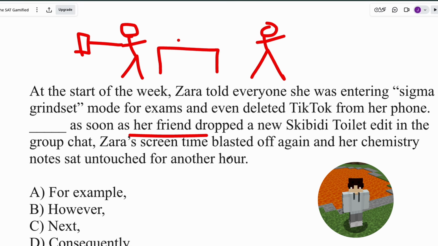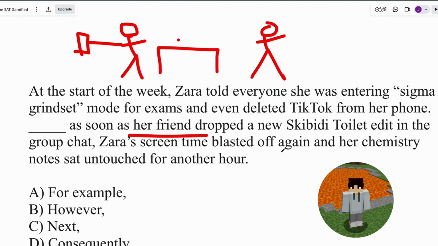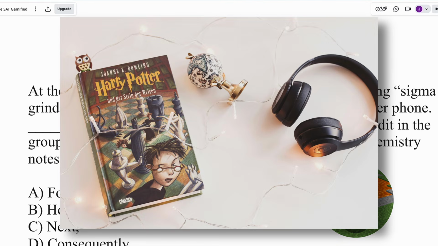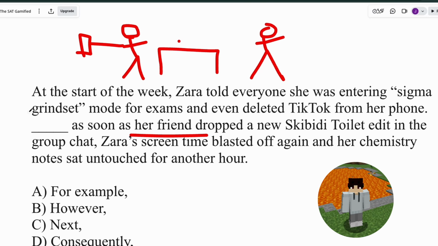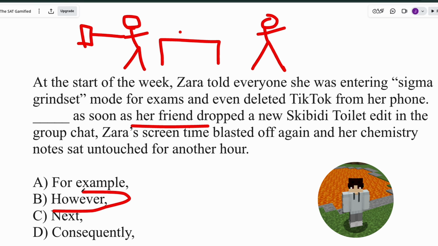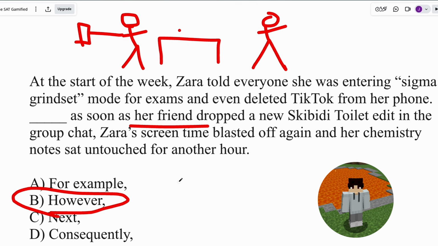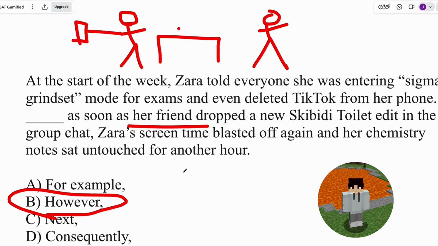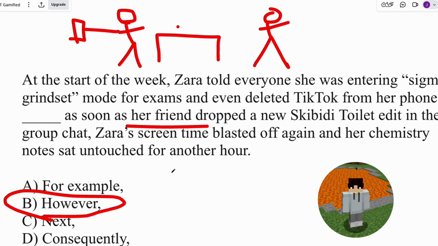I like to tell people you should be basically imagining as if the passage was a novel, and you're trying to understand every single detail so you can picture clearly what's happening in the novel in your mind. It's pretty clear that in the first sentence, Zara's trying to do one thing, in the second sentence, she basically gets sidetracked and gets forced to do a completely different thing. So, however makes the most sense, because however is a word that means that the second sentence essentially contradicts or subverts what you would have expected to happen based off the first sentence.